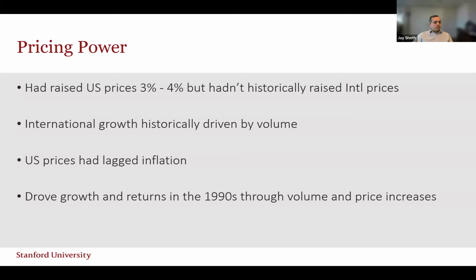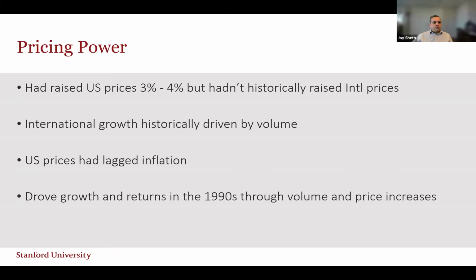Okay, let me restart the share. So here we were talking about the growth and the potential for growth that Coca-Cola had. So pricing power: Coke had raised prices in the U.S., but historically hadn't raised prices in international markets. International, as we've seen, was historically driven by volume. And even in the U.S., the prices of like 3 to 4%, this is in the 80s when inflation was much higher, had lagged. And so really what we'll see is that a lot of the growth that happened in the 90s was driven by continued volume growth, primarily in the international markets, as well as price increases both in the U.S. as well as in international markets.